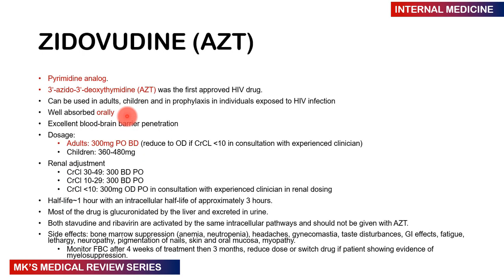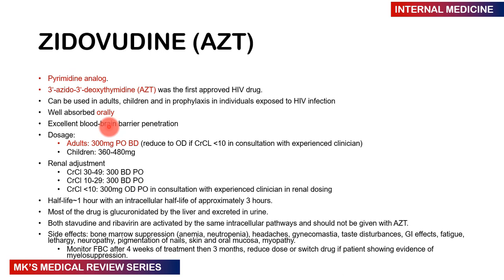We have zidovudine as the first drug. This is a pyrimidine analog. The scientific name is 3'-azido-3'-deoxythymidine, so AZT. This was the first drug to be approved for treatment of HIV. It can be used in adults, in children, and also in some prophylactic regimens in patients that are exposed to HIV. It's well tolerated and can pass through the blood-brain barrier.